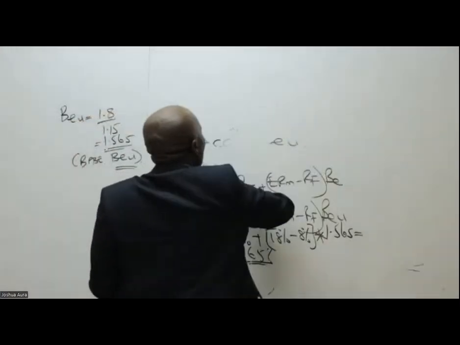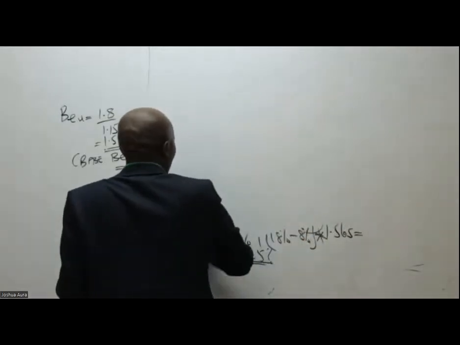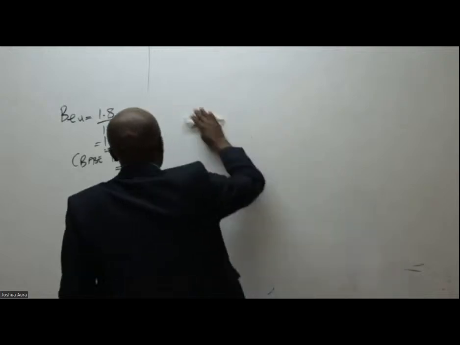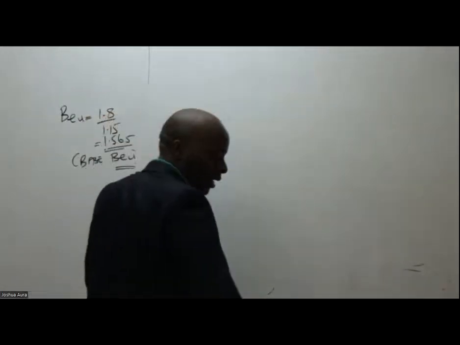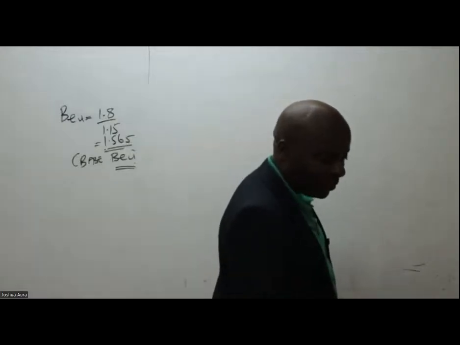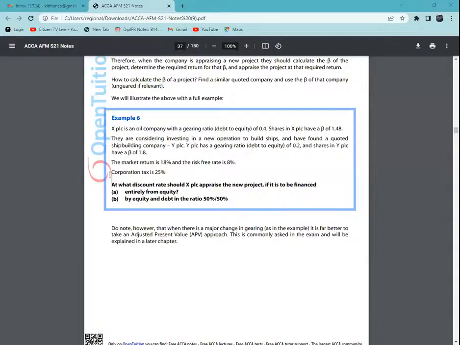Now, with your permission, I'll go straight away to number 2 of this question. I love it. Now we have some gearing. Now we have some debt coming into the equation. This time around, the financing is through equity and debt in the ratio of 50 to 50. No worries at all.